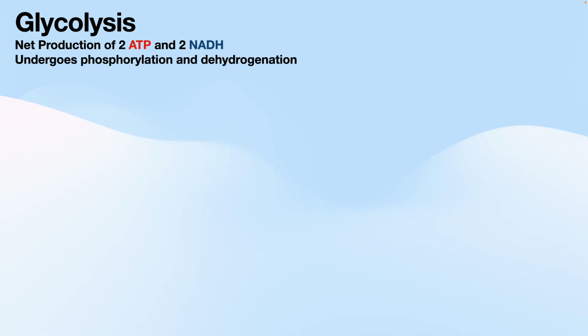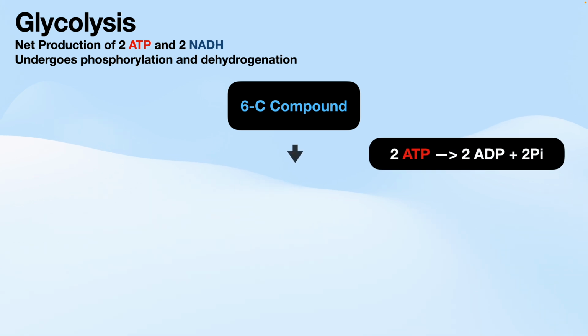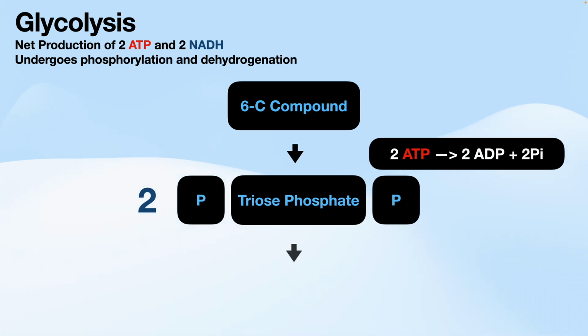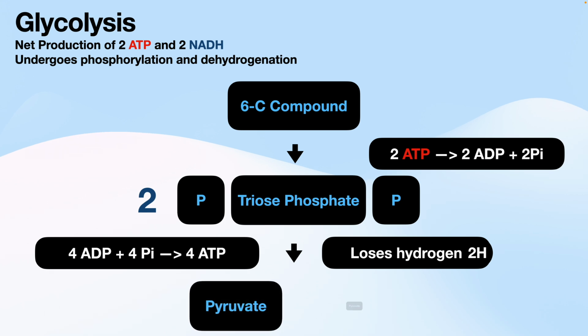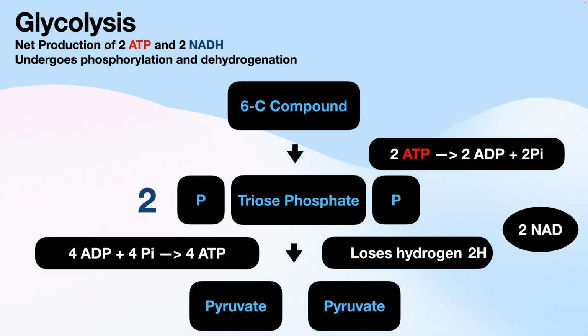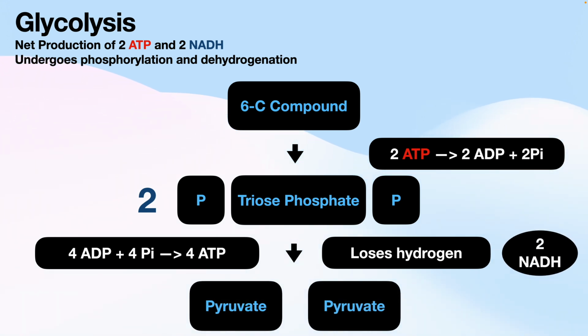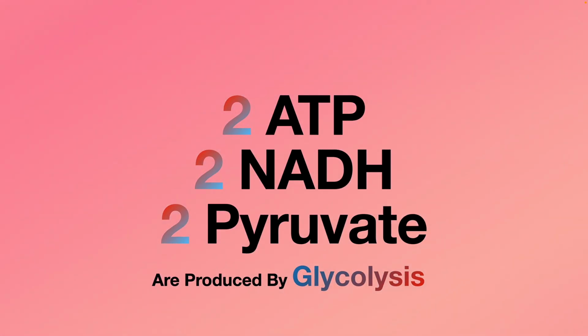So let us take a look at the overall flow for glycolysis. As we can see, it has a net production of 2 ATP. The magic number for you to remember for glycolysis, the final products, is 222: 2 ATP, 2 NADH, and 2 pyruvate molecules.